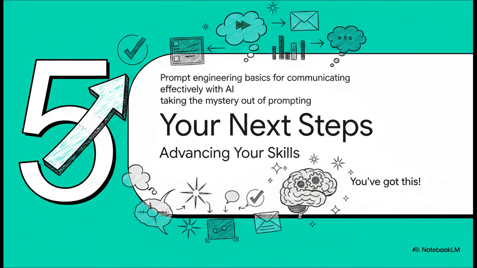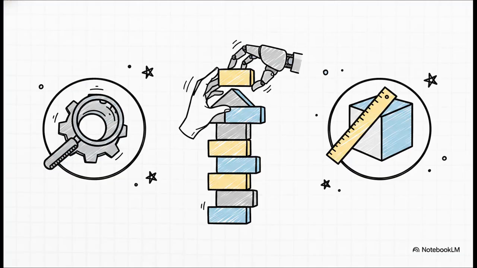We've taken all the mystery out of prompting, and you now have the foundational tools to make AI work beautifully for you. So let's look at what's next. As you continue on this journey, you can start excitedly layering in more advanced techniques. Things like setting strict constraints, like an exact word limit.